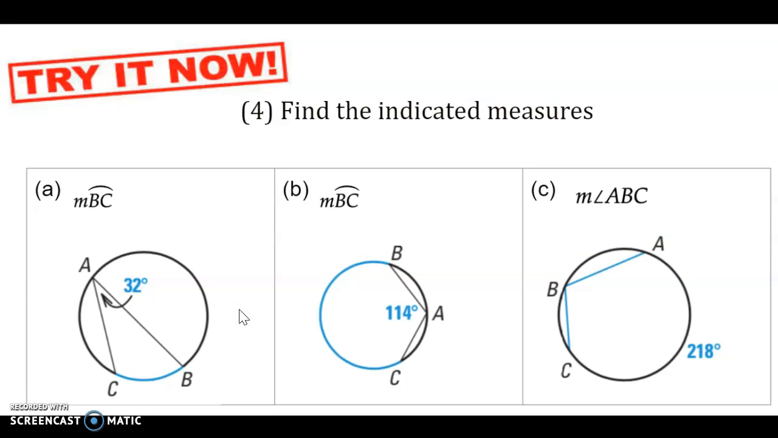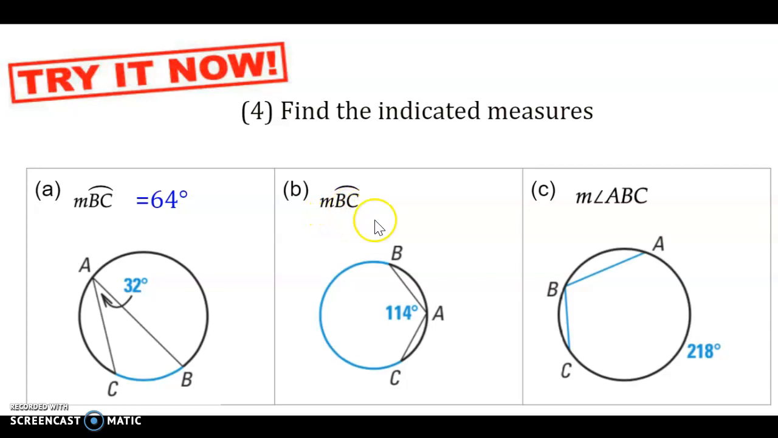Okay, let's try some other problem. Find the indicated measure. Okay, so this is your time to try this. Pause the video and see if you can figure out the answer, and I'll be sharing the answer with you in 3, 2, 1. Here we are looking for measure of arc BC. Arc BC is here. We are told that the inscribed angle is 32 degrees. So remember, the arc is always going to be twice the inscribed angle. So arc BC has to be twice the 32, which is 64 degrees.